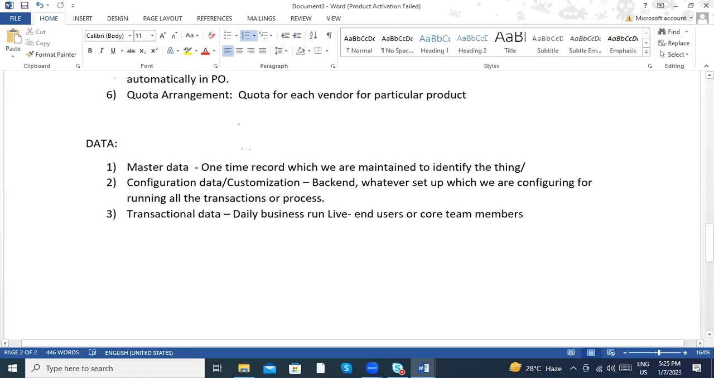So then this is the data, right? Now let's understand the organization structure. So what is the organization structure?